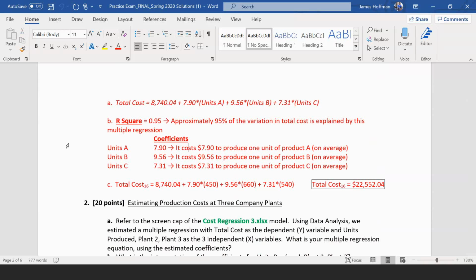So it costs, in dollar terms, $7.90 to produce one unit of product A on average, and then the same for unit B. That's the cost in dollars. Costs $9.56 to produce one unit of product B on average, and then the same analysis for unit C. That's the cheapest one. Costs $7.31 to produce one unit of product C on average. So you can see the breakdown of the different costs. So they're not all the same costs, and this tells you the estimated cost.